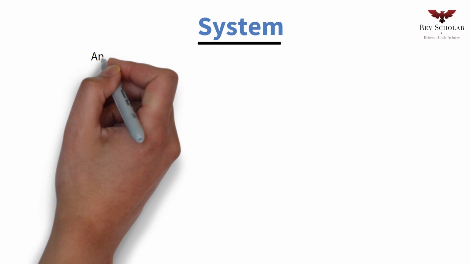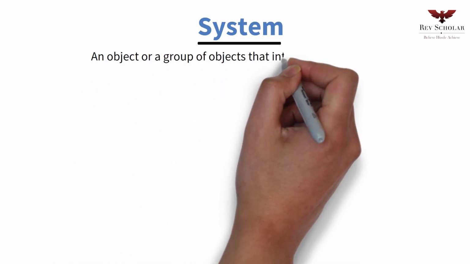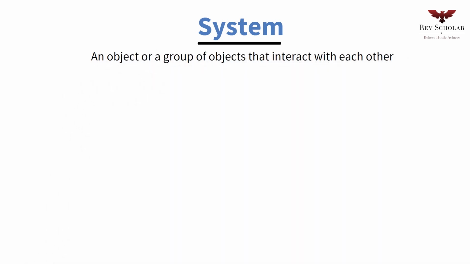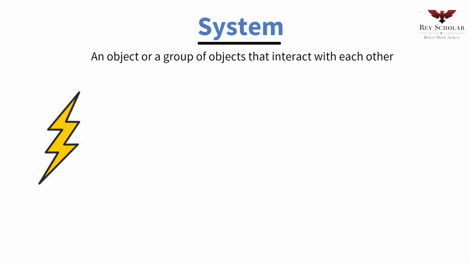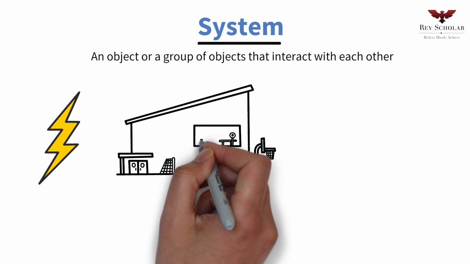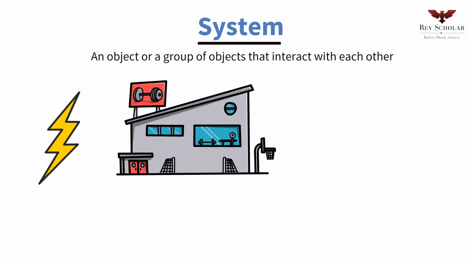Let us get going with learning about a system. A system can be defined as an object, or a group of objects that interact with each other. Every object in a system needs the energy to work. For example, in the gym, we require energy to lift a weight.